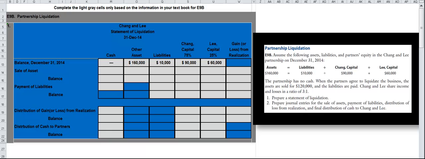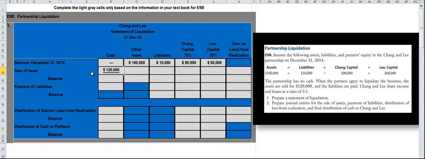So I put in the beginning balances. It says that we have no cash. We have other assets worth $160,000, a liability for $10,000, and Chang has a capital balance of $90,000, and Lee has a capital balance of $60,000. So we're going to sell our assets, as it says over here on the right, for $120,000.